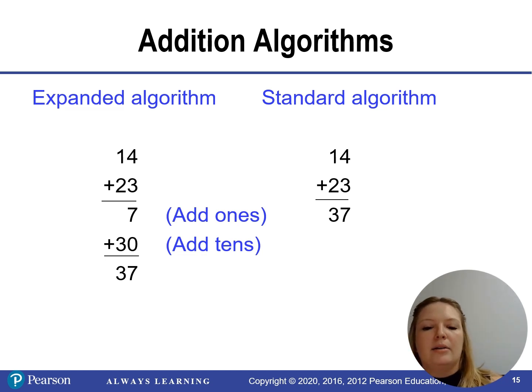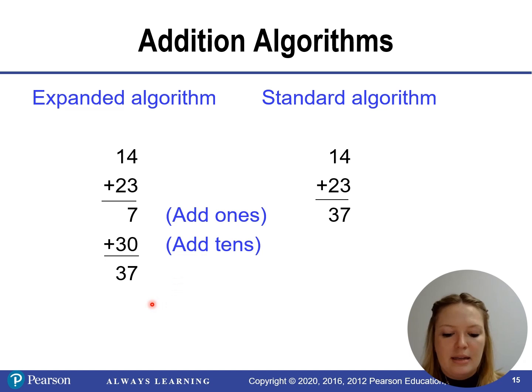We can write this out expanded to first add the ones and then add the tens. So we can say 4 plus 3 is 7, 1 ten plus 2 tens is 3 tens, or 30, and that gives me 37. The standard algorithm, however, more so isolates the columns.